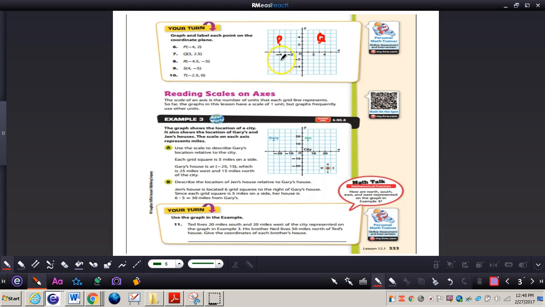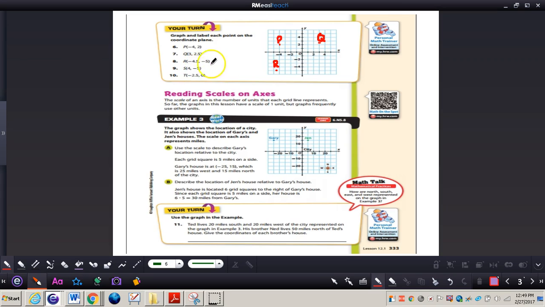Let's take a look at number 8. We have R, point (-4.5, -5). So we go to the left on the x-axis 4.5 spaces. Then we move down on the y-axis 5 spaces. So we can plot our point just right there and label that R.